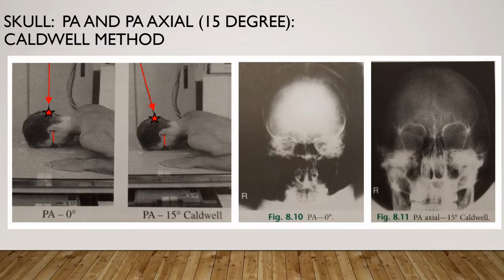Now the first x-ray you're seeing is the one with a 0-degree tube angle, no tube angle whatsoever. And the second x-ray you're seeing with a 15-degree caudal. The difference is when you're using that 15-degree caudal or that axial view, you can see the orbits. And these orbits are going to be higher on the cranium than with the 0-degree angle.